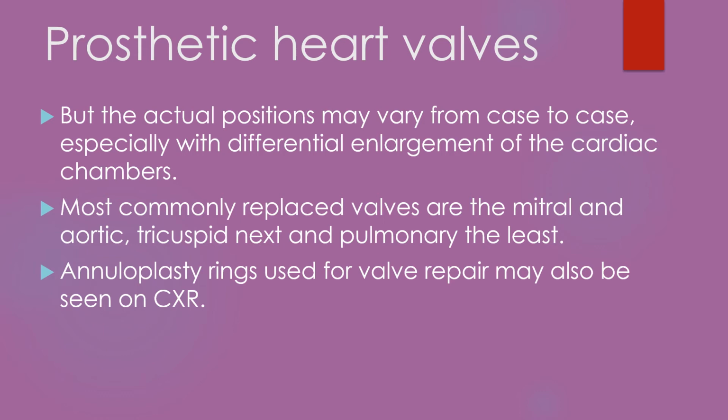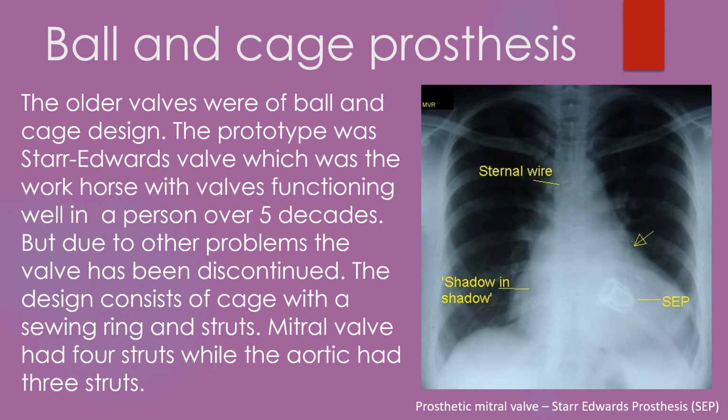Most commonly replaced valves are the mitral and aortic. Tricuspid next and pulmonary the least. Annuloplasty rings used for valve repair may also be seen on chest X-ray. The older prosthetic valves were of ball and cage design. The prototype was the Starr-Edwards valve, which was the workhorse, with valves functioning well in a person over 5 decades. But due to other problems, the valve has been discontinued.